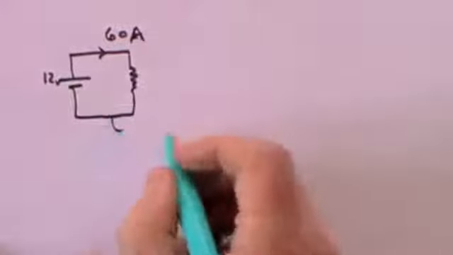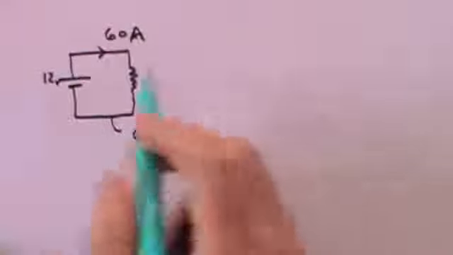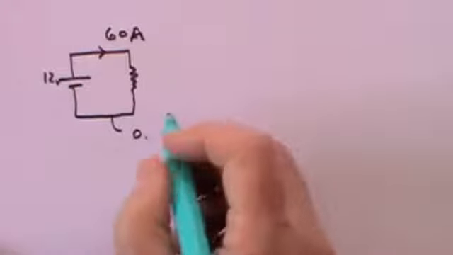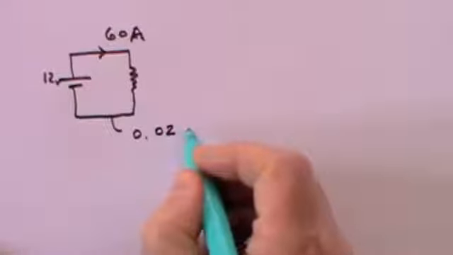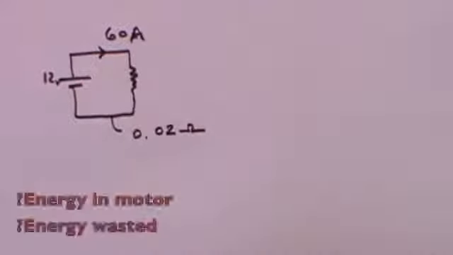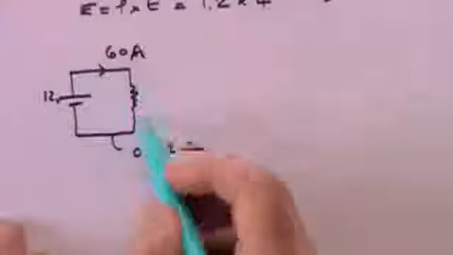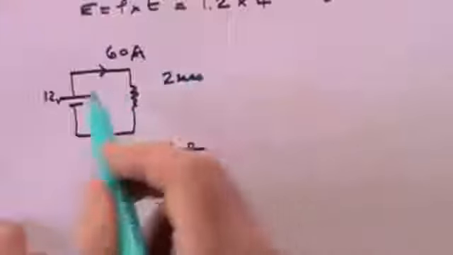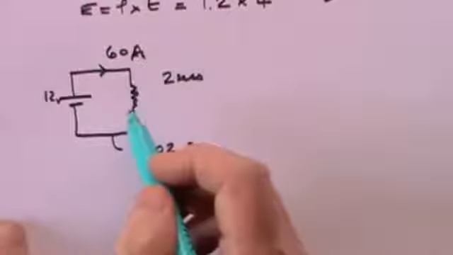I can tell you that the resistance of the wire that connects the battery to the starter motor is 0.02 ohms. And the question we are asked is, what is the energy that is used to start the car, and what is the energy that's wasted in the wires? Well, first of all, we can find the power. I should incidentally tell you one further piece of information, which is that it takes 2 seconds for the current to start the motor.